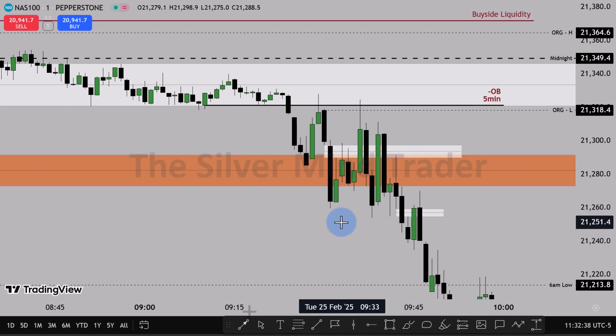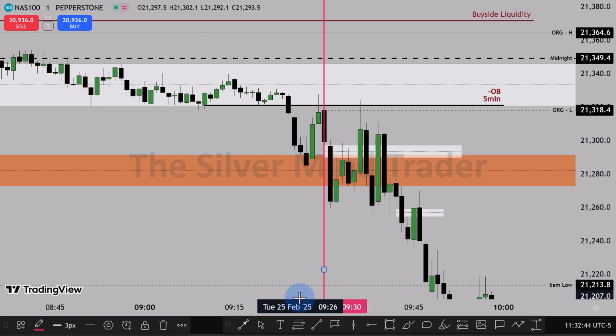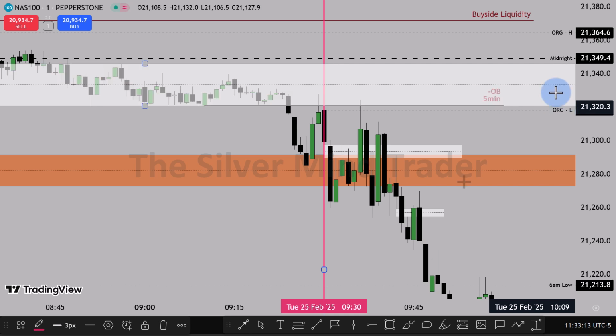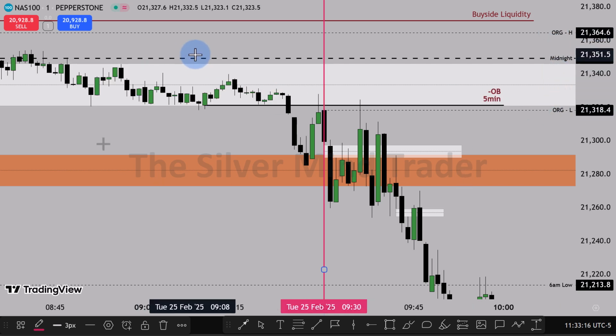So on a 5-minute time frame, we had the opening at 9:30. So that's your 9:30 equity market opening price. So here, if you notice, I have this ORGH. That ORGH stands for opening range gap high and opening range gap low. Opening range gap high and opening range gap low. Then we have the midnight opening price right here.